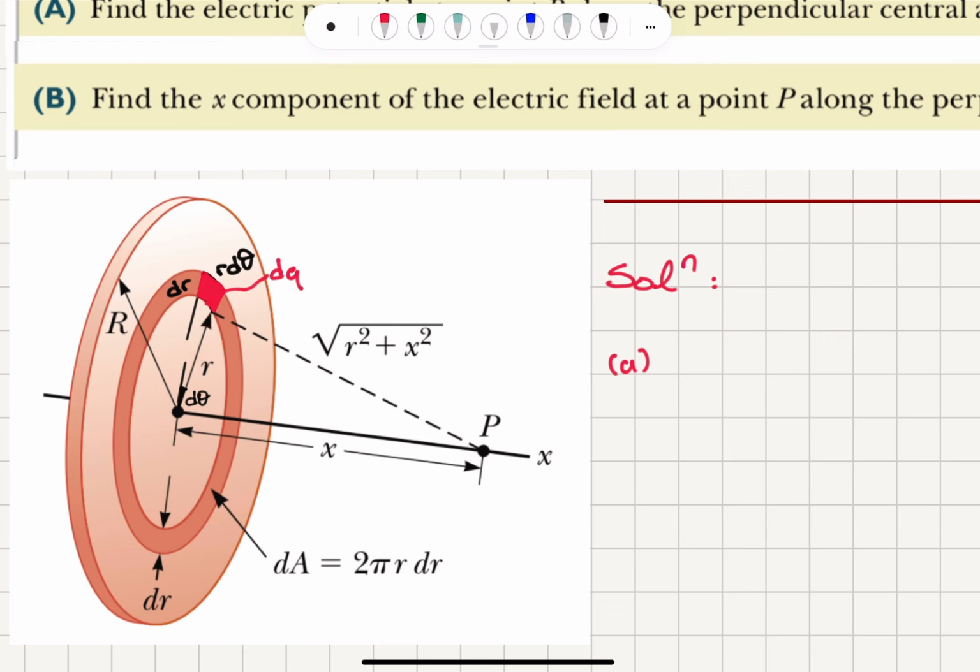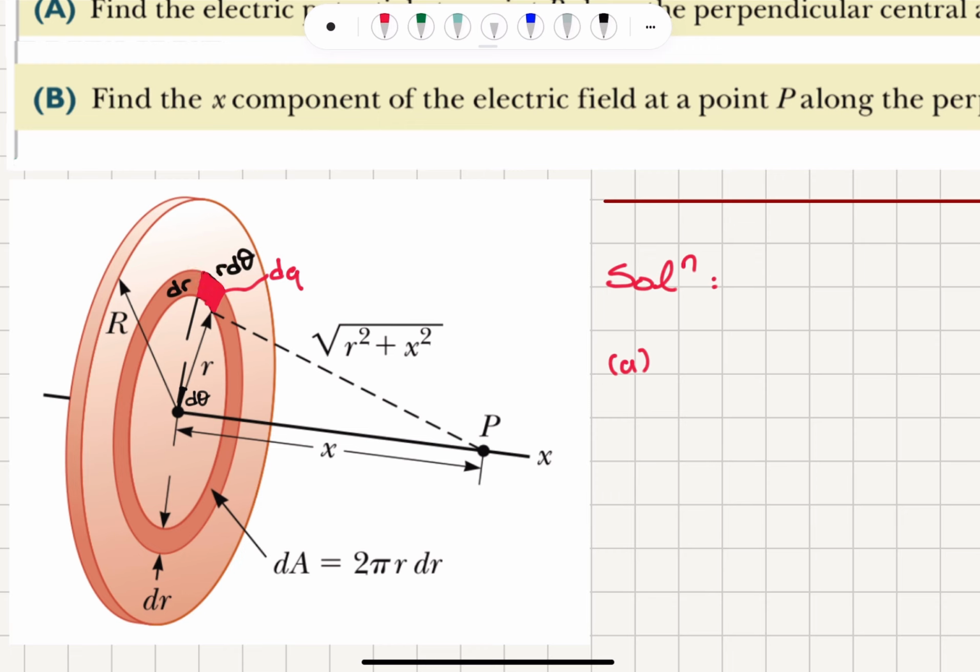And you can see that we have an even smaller area here, which will have sides dr and r d theta when we have a small angular displacement d theta. So this will be like a rectangle which has an area r dr d theta. So our dq will be inside this small area.